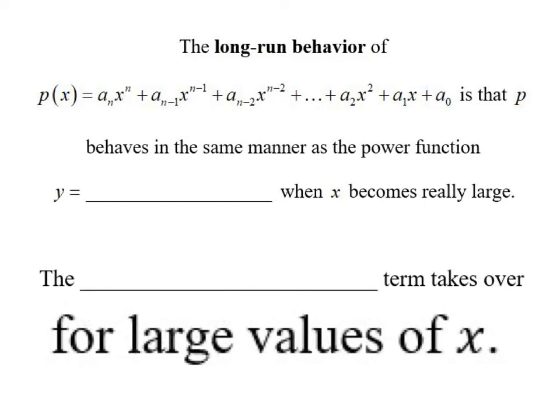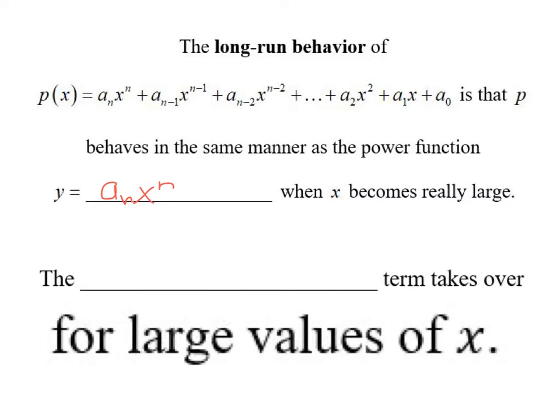So in general, if we have a general polynomial, we'll use p of x. A lot of times we'll use p for a polynomial. So p of x, and this is just the general form written in the standard way. Generally, the long-run behavior of p of x is that p behaves in the same manner as the power function y equals a sub n times x to the n when x becomes really large, okay?